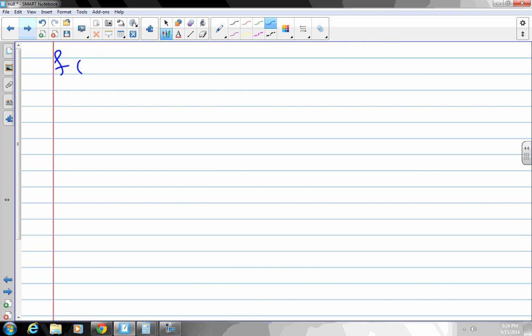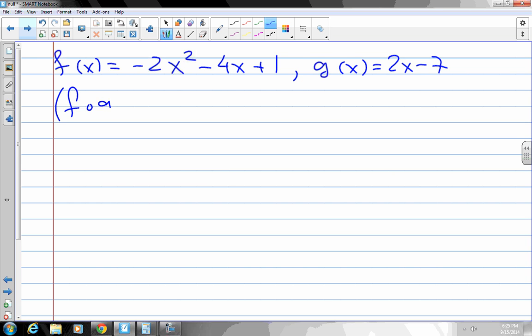So again, just to make sure, if I give you something like f of x equals 2x squared minus 4x plus 1, and g of x is, I don't know, 2x minus 7. Again, the domains are all real numbers, so whichever way you take the composition is going to be all real numbers. But if I ask you f of g, what will that be?